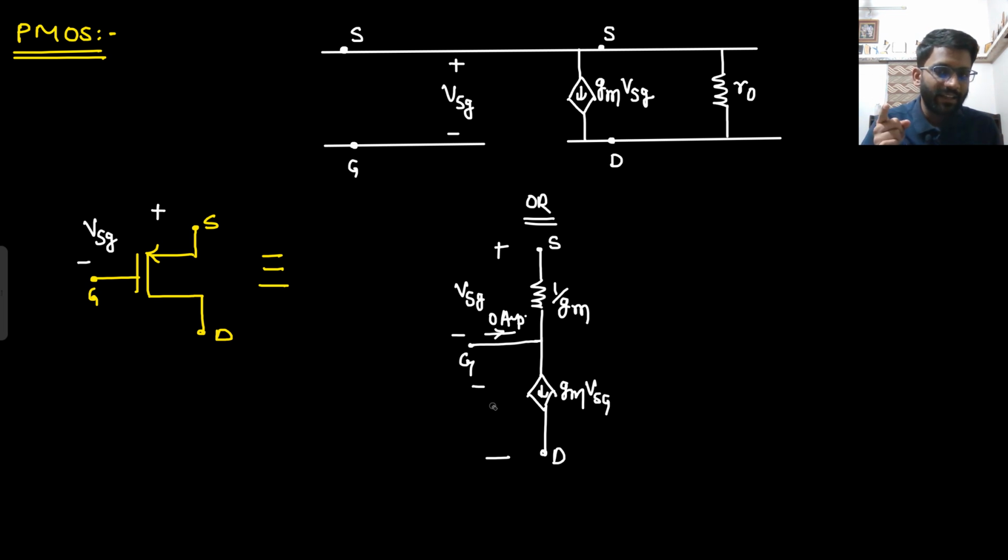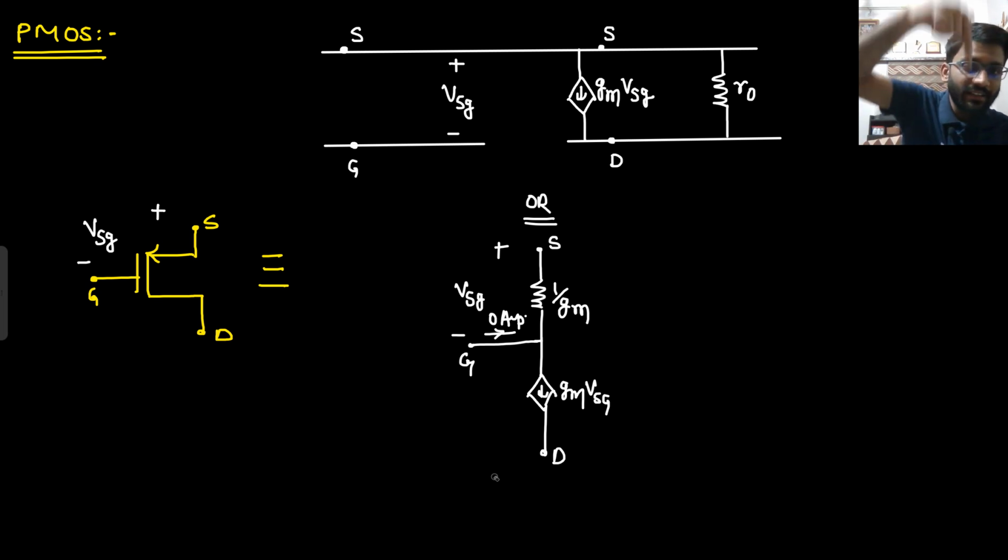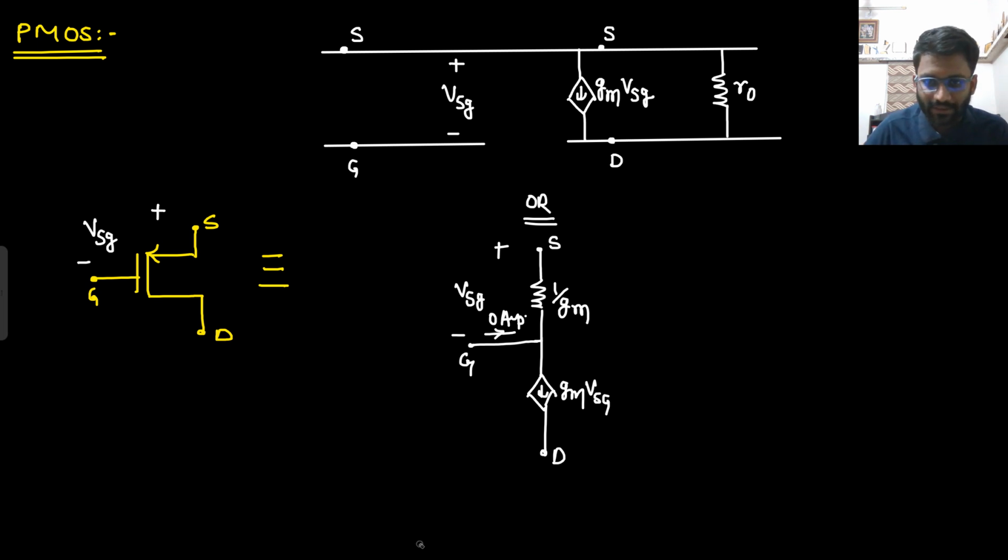Here you know one thing: in the gate, gm Vsg current is flowing. That's it. This is what you know. Nothing else. You don't know any potential or anything. Are you getting this point? And why is it gm times small vsg? Are you getting this point? gm vsg current is flowing.